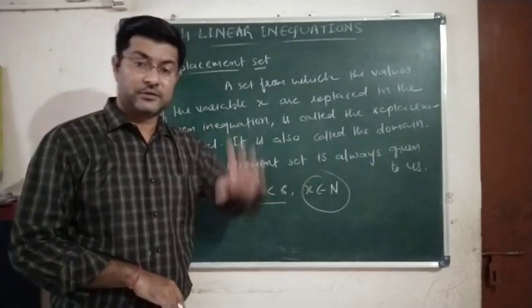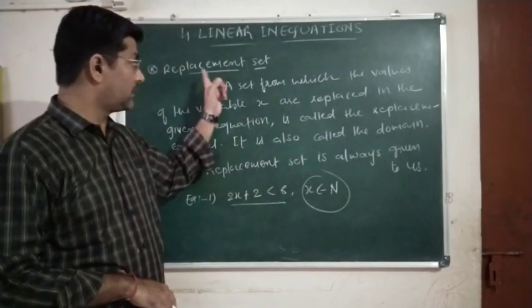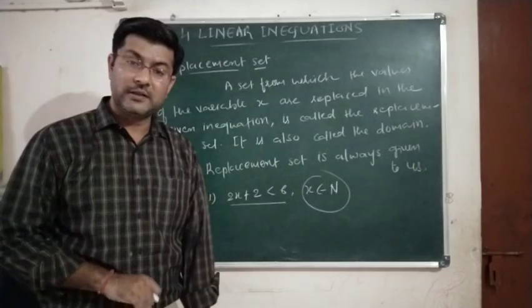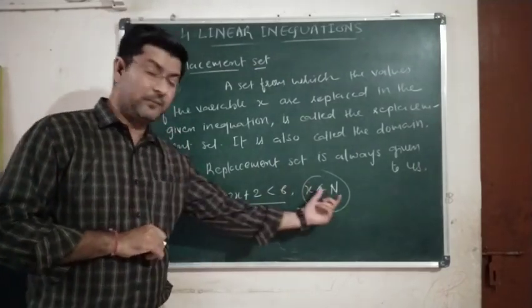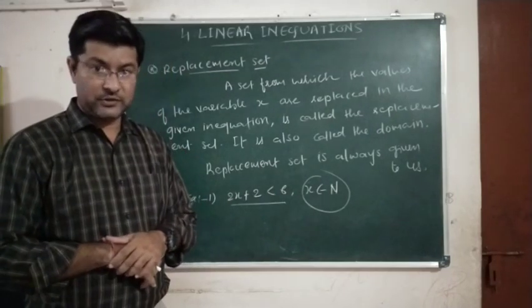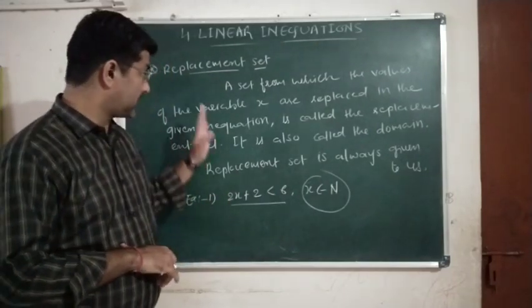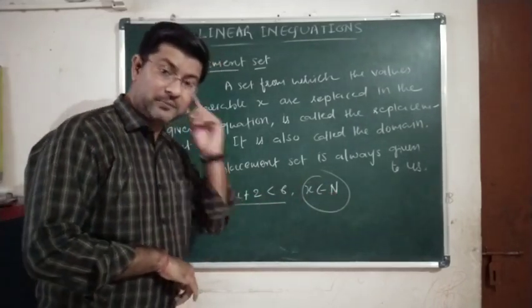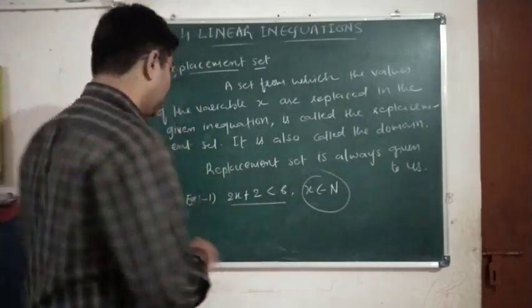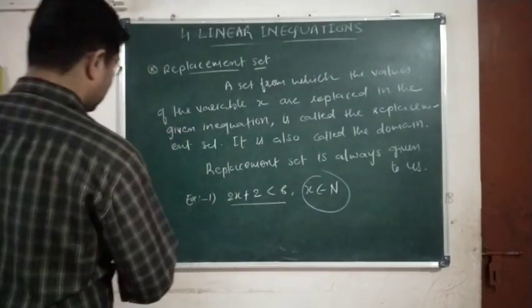Clear? Yes or no? So N is either called a replacement set or it is called the domain, because values of x are always selected from N only. Yes or no? Okay, so this is the replacement set. In this particular example, the replacement set is N, the set of natural numbers. Now let us see what the solution set is.